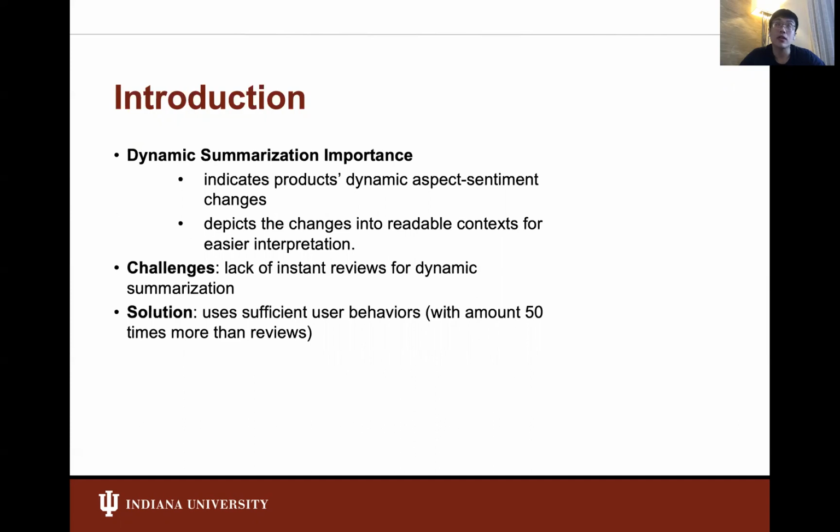However, current approaches still rely on product reviews, which are basically text-to-text generation. But in the real production scenario, there is always a lack of instant reviews for dynamic summarization. Only a few of the products can obtain enough reviews to generate their summarization. Therefore, in this paper, we use sufficient user behaviors instead of the sparse reviews to generate the product summarizations.